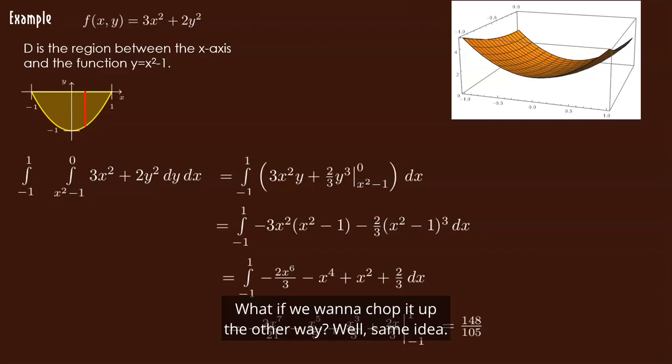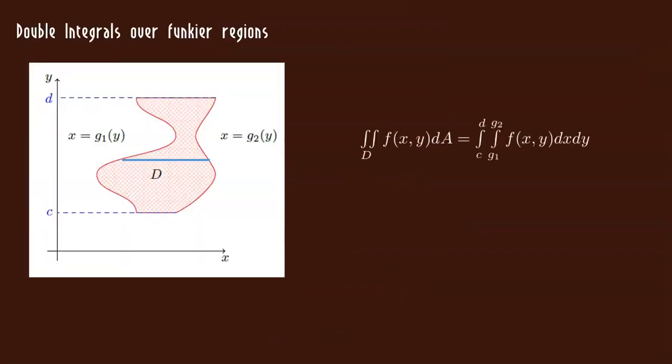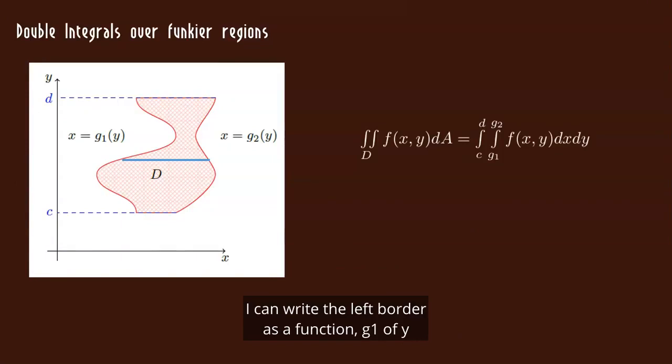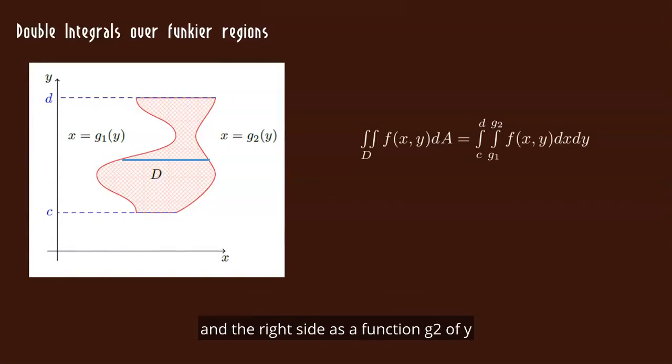What if we want to chop it up the other way? Well, same idea. I can write the left border as a function g1 of y and the right side as a function g2 of y, and my y clearly goes from c to d. Same idea, I just switch the order. I'll integrate with respect to x first and then with respect to y. Let's look at an example of that.